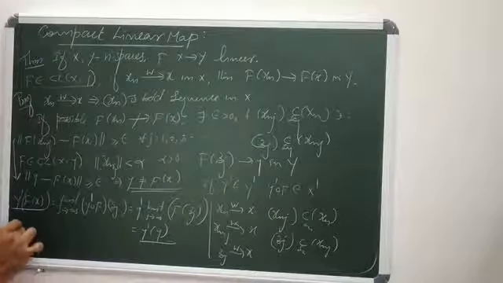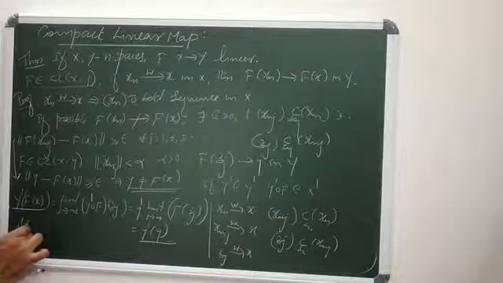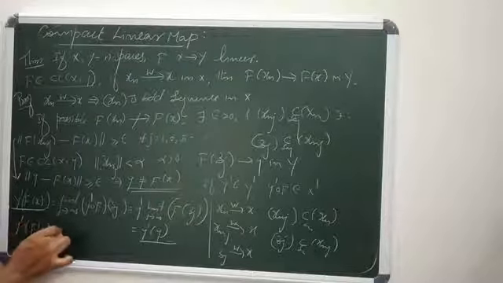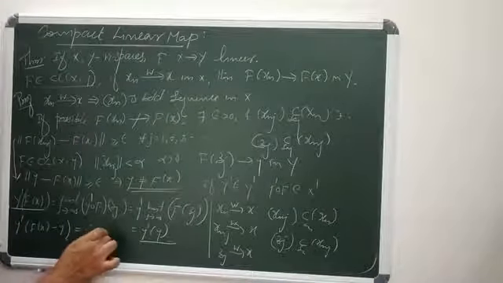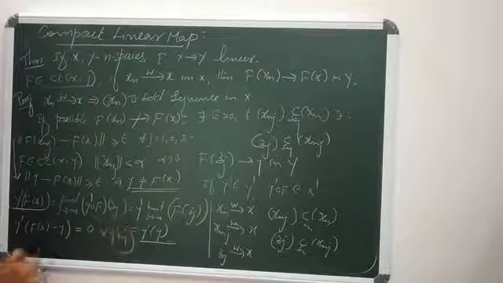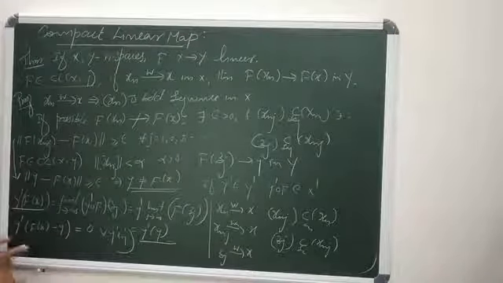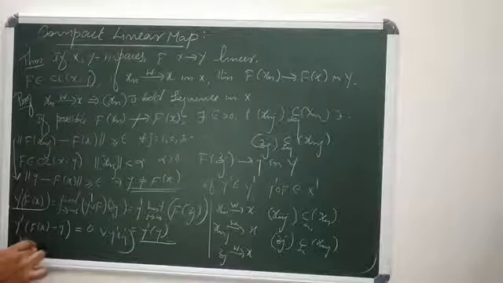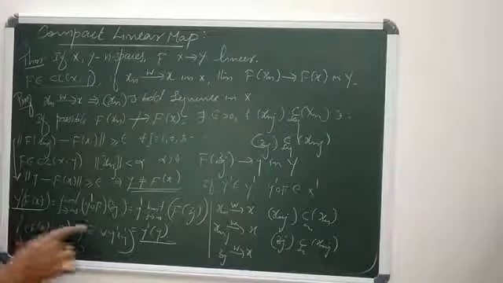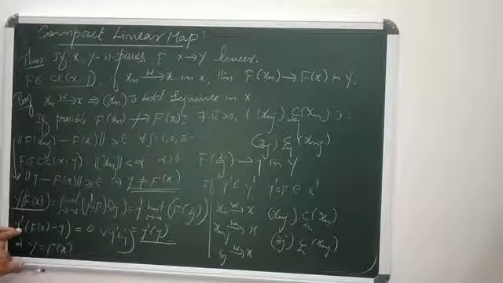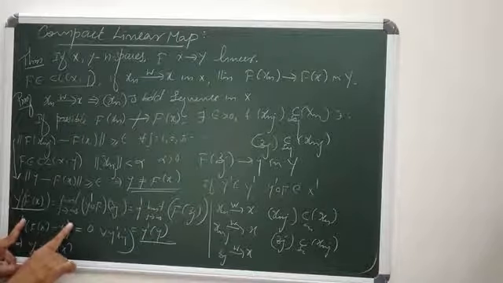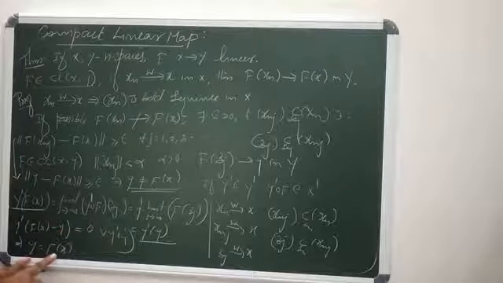y dash f of x equals y dash y means y dash of f of x minus y equals 0 for all y dash in the dual. Okay, so that means f of y equals f of x. This equals 0 means y dash of f of x minus y equals 0. y dash should be in the dual. So the only possibility is f of x minus y equals 0, that is y equals f of x.